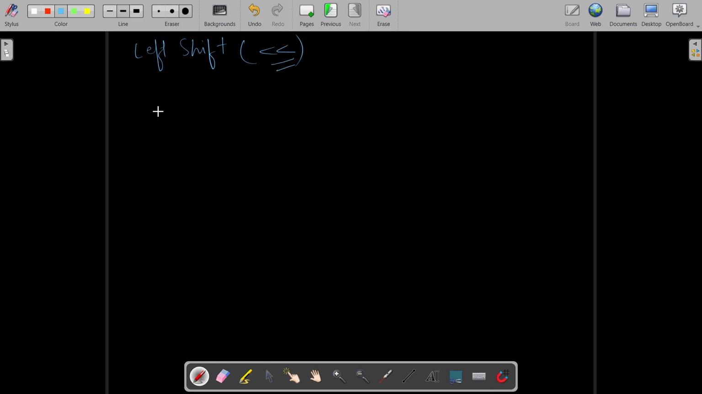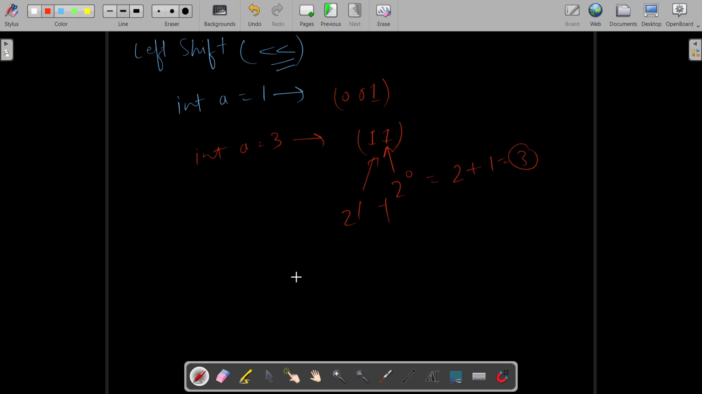So how do we work with this? Let's say we have a number int a is equal to 1. So 1 can be represented in binary form as 1. The rest will all be 0, but we don't write this. Let's take another example. Int a is equal to 3. Now we can write it in binary form as 11, because this represents 2 raised to power 0 and this represents 2 raised to power 1. So 2 raised to power 1 plus 2 raised to power 0 gives us 2 plus 1, which is 3.